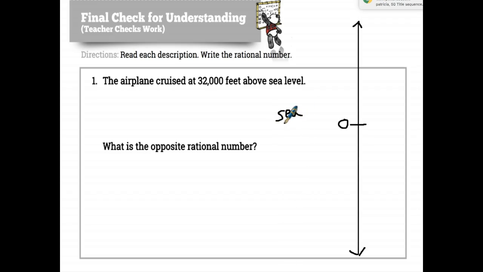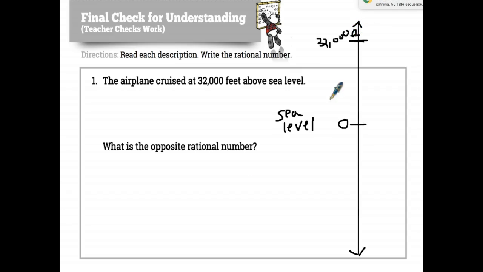Okay, let's check and see how you did. Again, on your number line, you're indicating 0, but you're also writing sea level. Okay, I want you to make sure you always put that in. Well, I'm going to put where the airplane cruised first, and I'm going to put my interval marker up here, and I'm going to label it 32,000 feet.